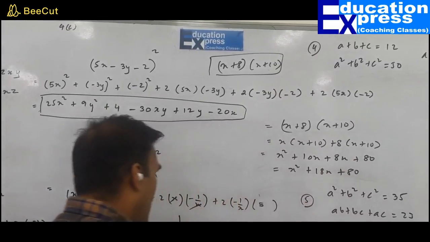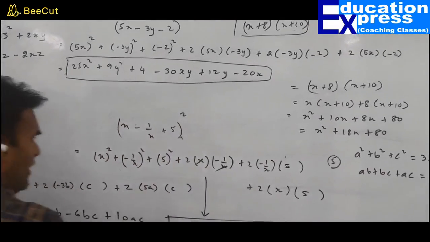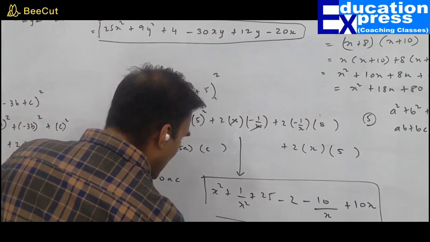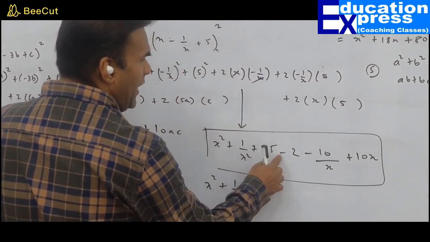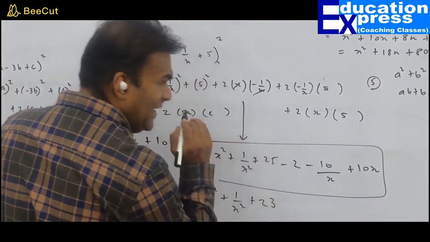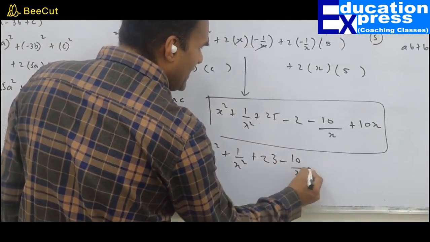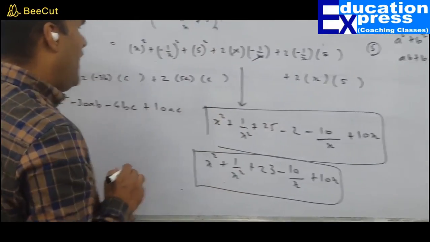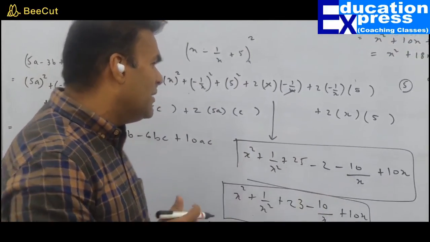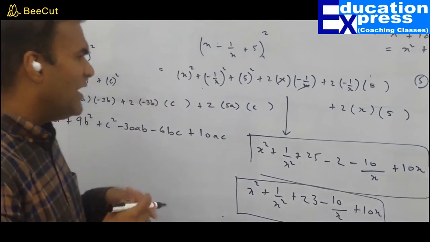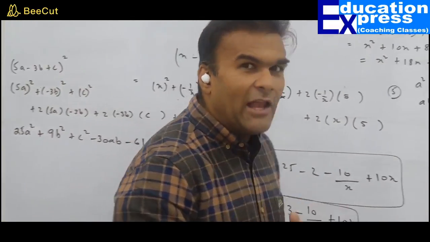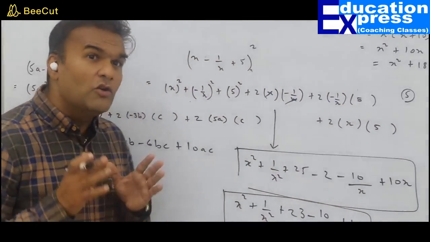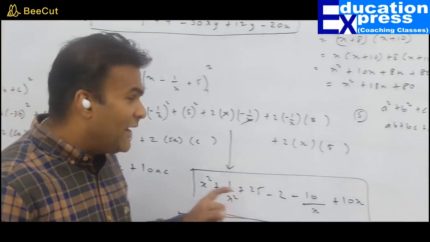So if you have a look at this sum again, there were like terms which would have been added. Have a look over here. x square plus 1 upon x square plus 25 minus 2 should have been 23, minus 10 upon x plus 10x. So this is to bring your attention to a fact that in case there are any like terms which can be added or subtracted, then that calculation will be a part of my answer and I need to do that calculation. I need to undergo that operation for the purpose of getting the correct answer.